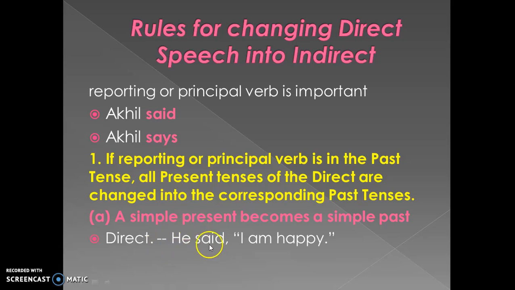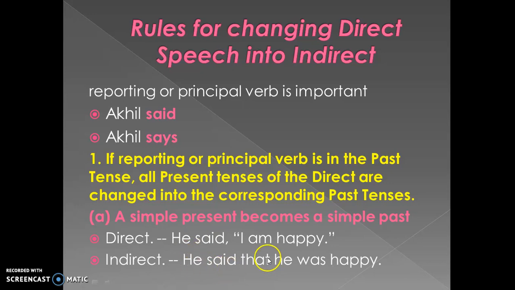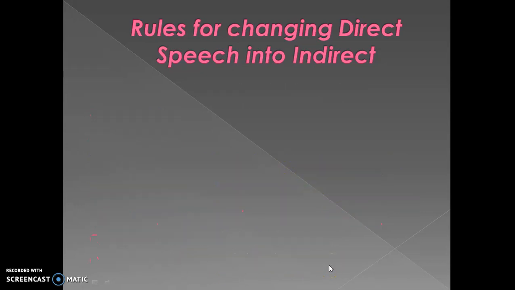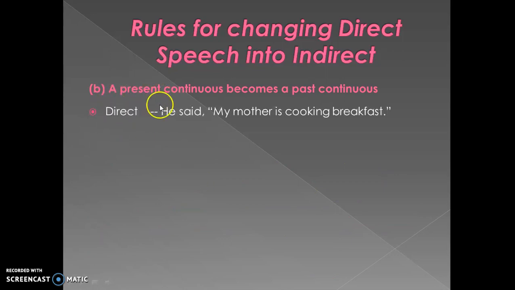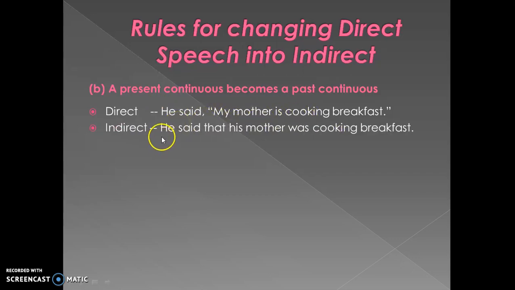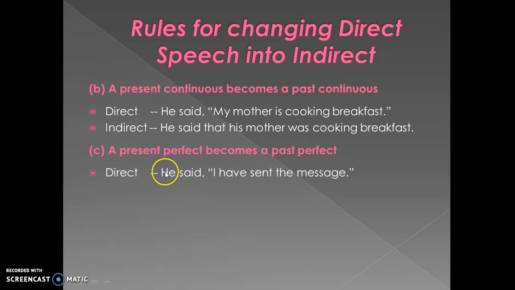Example: he said, "I am happy" would be written as he said that he was happy. A present continuous becomes a past continuous. He said, "My mother is cooking breakfast" would be written in the indirect as he said that his mother was cooking breakfast. A present perfect becomes a past perfect.